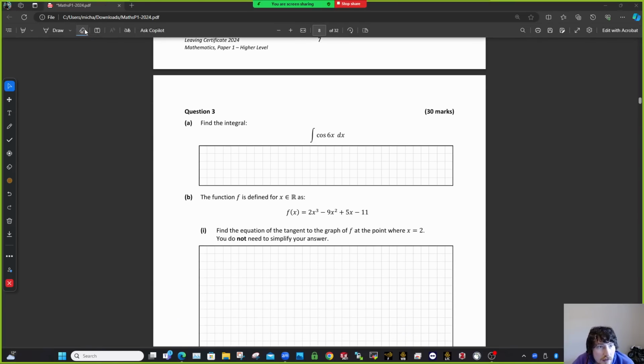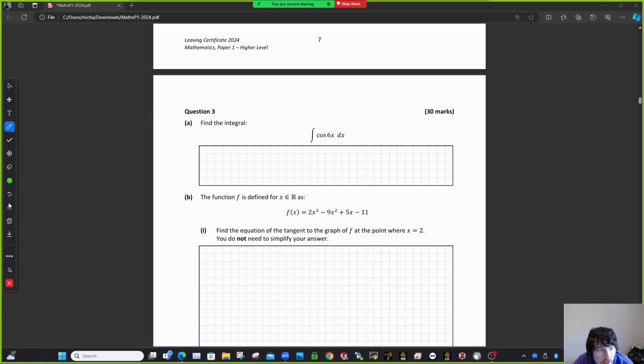Right, integral here. It's pretty simple, a very soft question. The integral of cos goes back to sine. The inside stays the same, you divide by 6 and you add plus c. That's all that was.